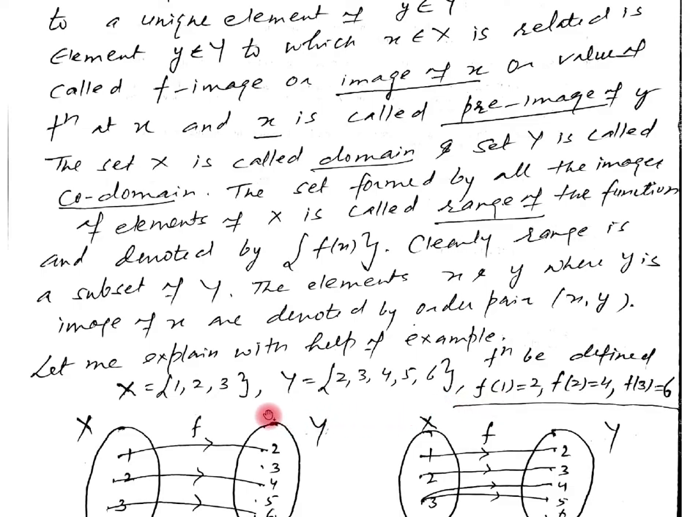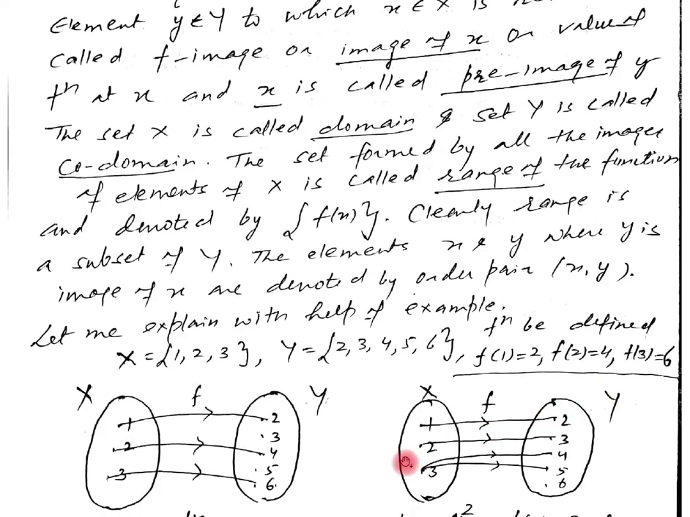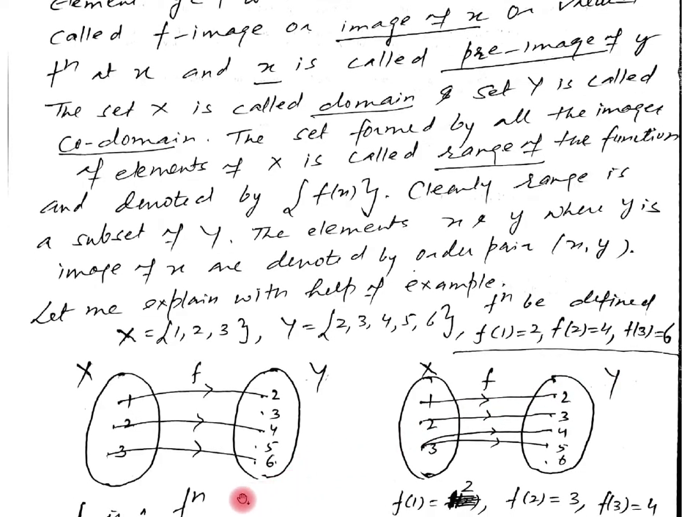Now let us suppose the image of 1 under f is 2, the image of 2 is equal to 4, and the image of 3 is equal to 6. Let us explain with the help of an arrow diagram. Now this is the set X, this is the set Y. f is a function from X to Y. 1 is related with 2, 2 is related with 4, 3 is related with 6.